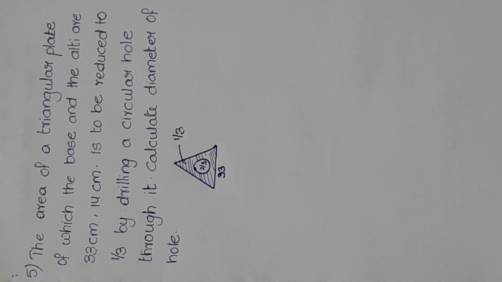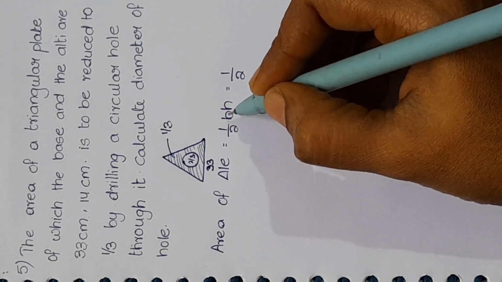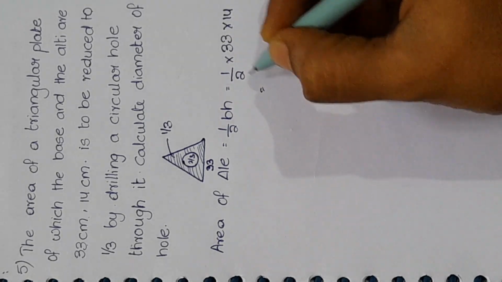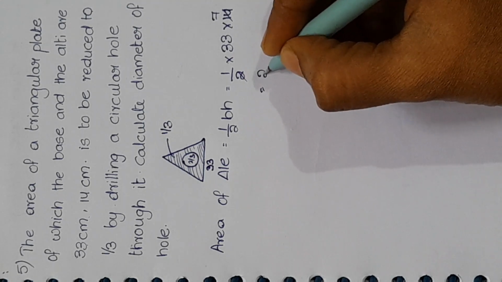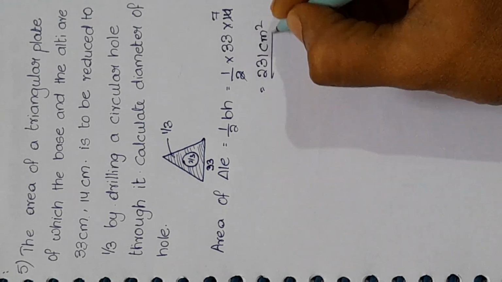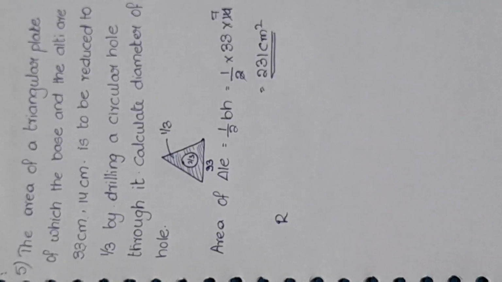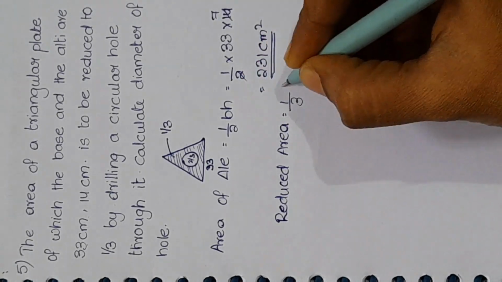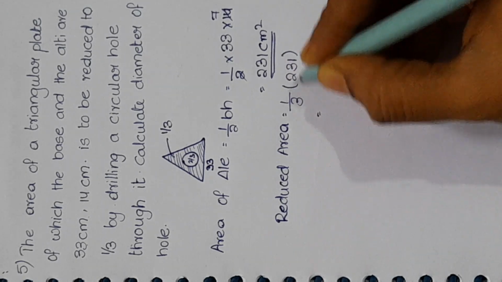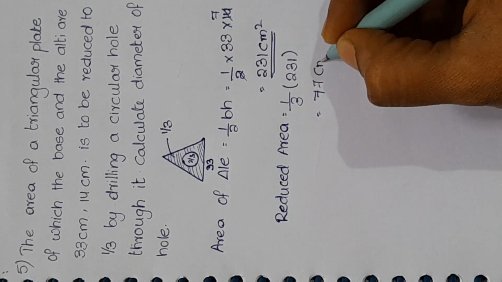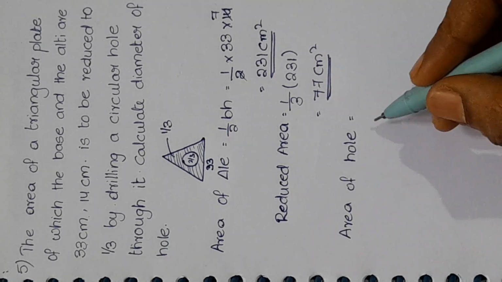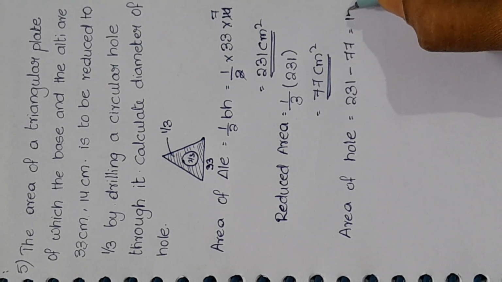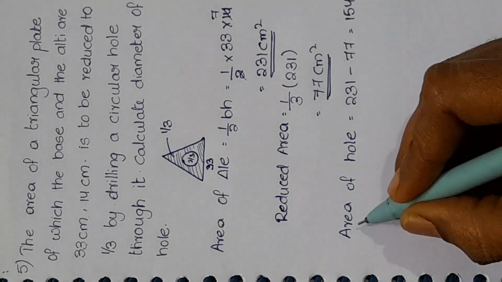Now let us find the area of the triangle. Area of the triangle formula is half into base into height. So half into 33 into 14, that is 7 times 33, which is 231 centimeters square, is the area of the triangle. Now the reduced area is 1/3 of the given area. So 1 by 3 of 231 is equal to 77 centimeters square, the reduced area. Now the area of the hole is 231 minus 77, which is equal to 154 centimeters square. This is the area of the hole.